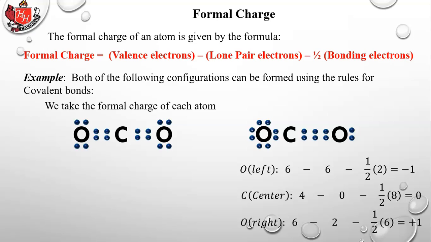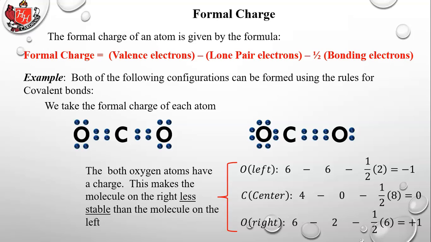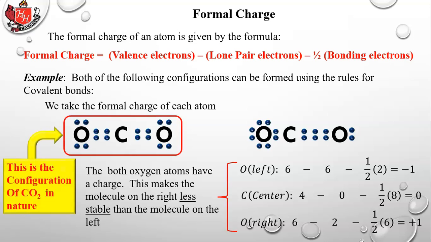Now, even though those charges add up to 0, -1 plus 0 plus +1, they have to, because it's not an ion. Carbon dioxide is not an ion, it's a neutrally charged molecule. So those have to add up to 0, but that doesn't make it stable. The fact that one side has a negative charge and the other side has a positive charge would actually make that carbon dioxide a polar covalent bond, not a pure covalent bond. So both oxygen atoms have a charge. This makes the molecule on the right less stable than the molecule on the left. And so this is the configuration of CO2 in nature.